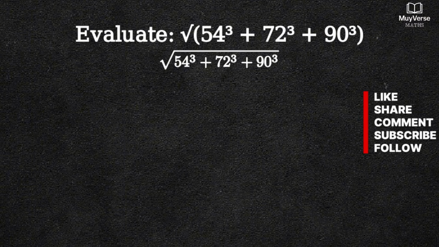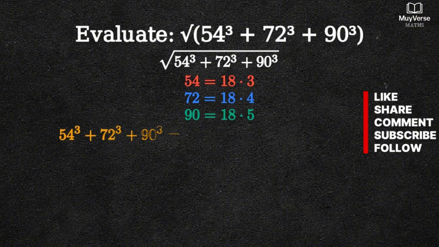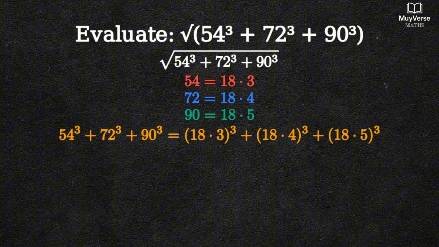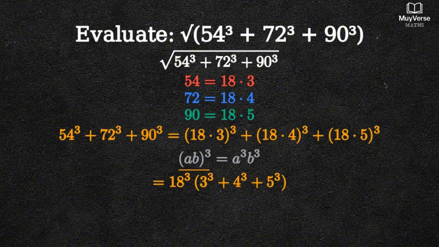Step 2. Factor the expression. Rewrite each term using 18 times 3, 18 times 4, and 18 times 5. Use the power rule: (ab) cubed equals a cubed times b cubed. That lets us factor out 18 cubed from every term.